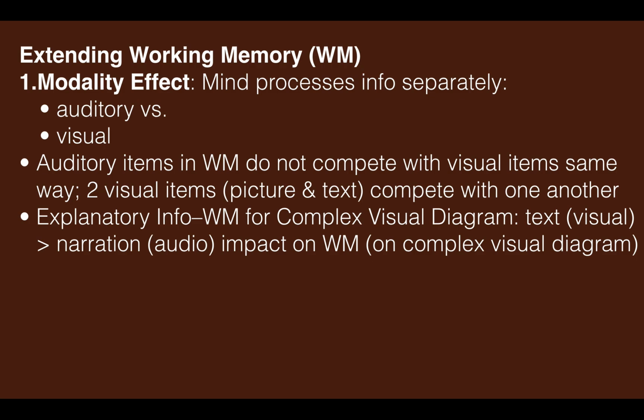There are two main ways of extending working memory. One is to deal with the modality effect. This is where the mind processes information separately, auditory versus visual channels. From this, auditory items in working memory do not compete with visual items in the same way. However, two visual items, say a picture and a text together, compete with one another. So there's a difference there.